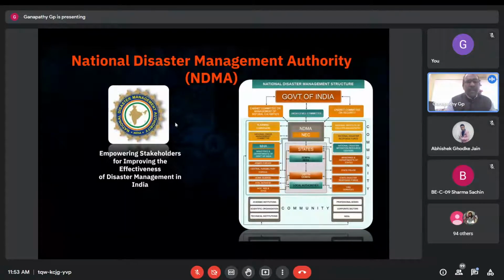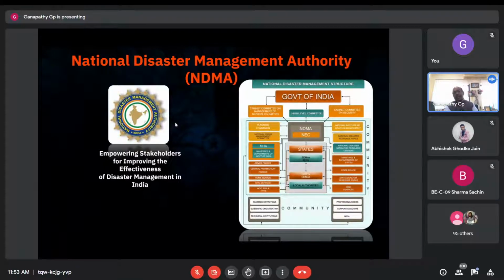So their main focus is empowering stakeholders for improving the effectiveness of disaster management in India. That's what they mainly focus on. We have a Government of India system. Under Government of India, we have a high-level committee. We have a cabinet secretary. Under that, we have NDMA, National Disaster Management Authority. Under that, we have a National Emergency Center.